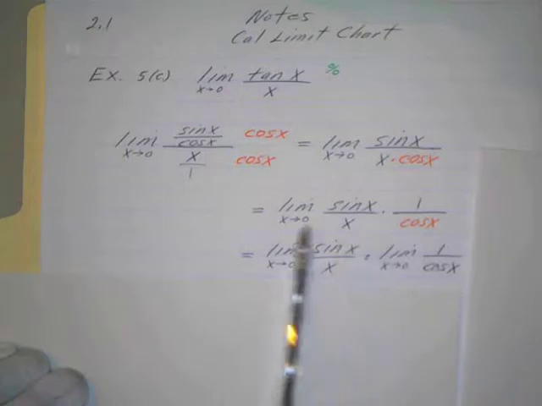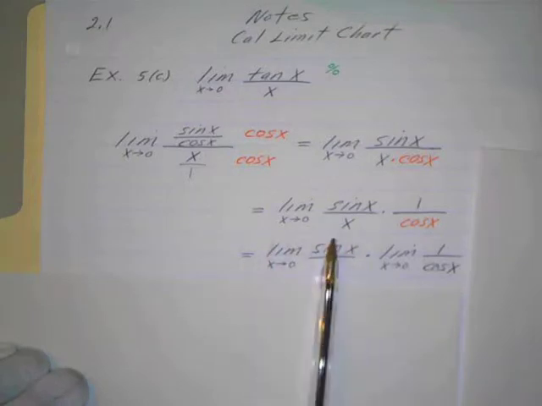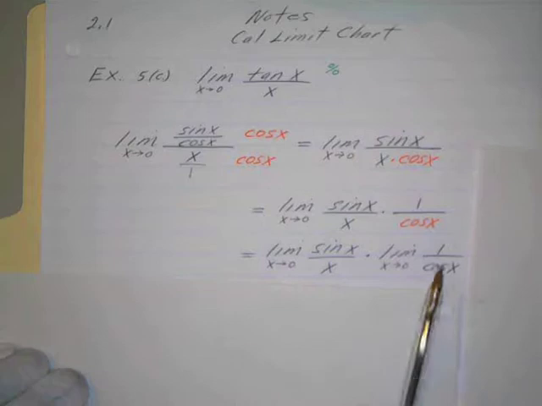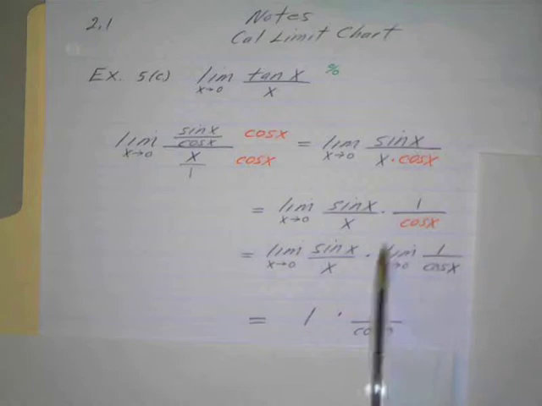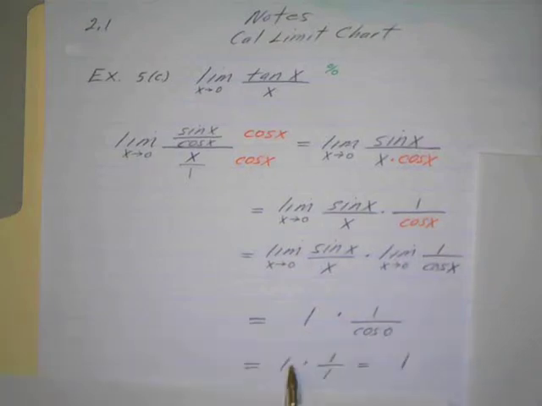Okay? And what's this? Well, we know that that's going to be 1. And here I can just substitute because this is not going to be 0 over 0. If I put 0 in here, the cosine of 0 is not 0. It's 1. So when I substitute, I know that this limit is 1, substituting 1 over the cosine of 0. But what's the cosine of 0? 1. So I've got 1 times 1 over 1, or 1 times 1, which is 1. And there you have it. So I hope those help with your homework tonight.